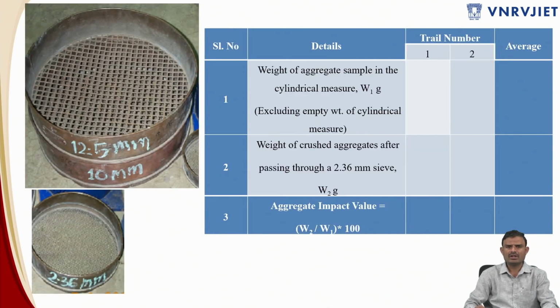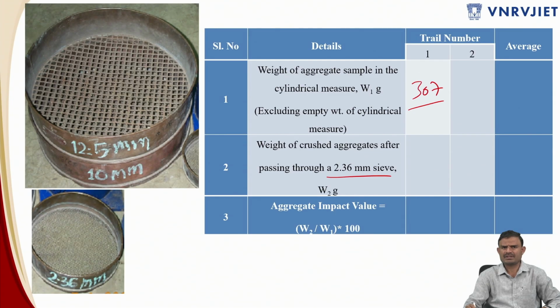Again the same thing. You have to take the aggregate which is passing through the 2.36 mm sieve, and the process is similar to that of aggregate crushing value. We have to take the weight of the aggregate sample in the cylindrical measure, aggregate alone, which is 3.7 kg in this condition. I have taken the aggregate which filled the cylindrical measure and transferred it into the cylindrical mold, which has come to be 307 grams.